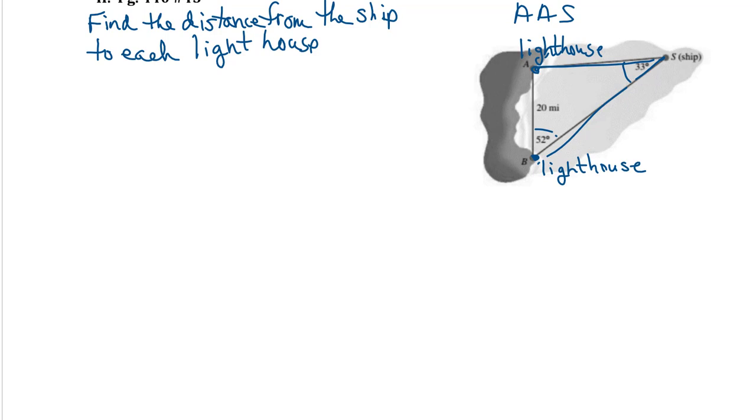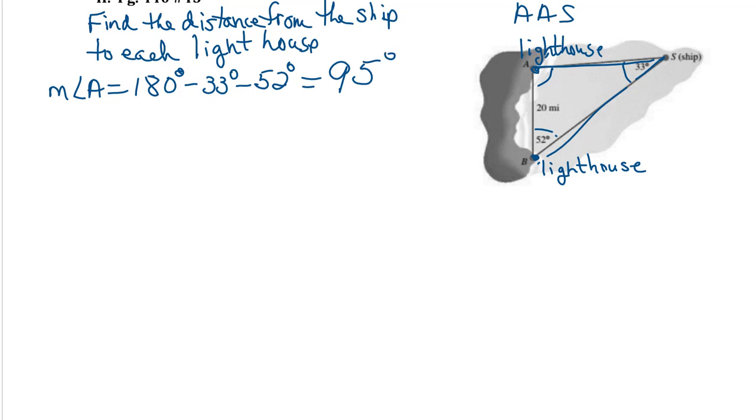So the first thing we can do is we can get angle A, because angle A is the last angle in that triangle. It looks like a right angle, but you can't make that assumption. So what we're going to do is we're going to find the measure of angle A by taking 180 degrees and subtracting off the two other angles in a triangle that we have, the 33 and the 52 degree angle. So we can see while it's close, angle A is 95 degrees, not 90. So now we can use the law of sines twice to find our two sides. We can find side A and we can find side B.